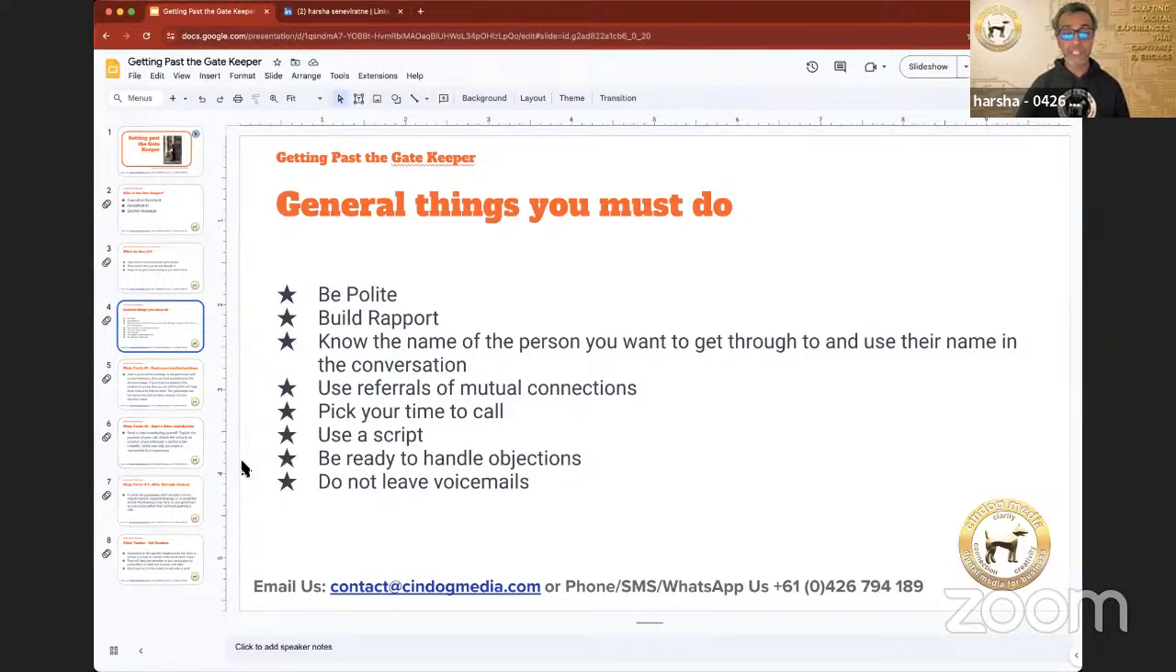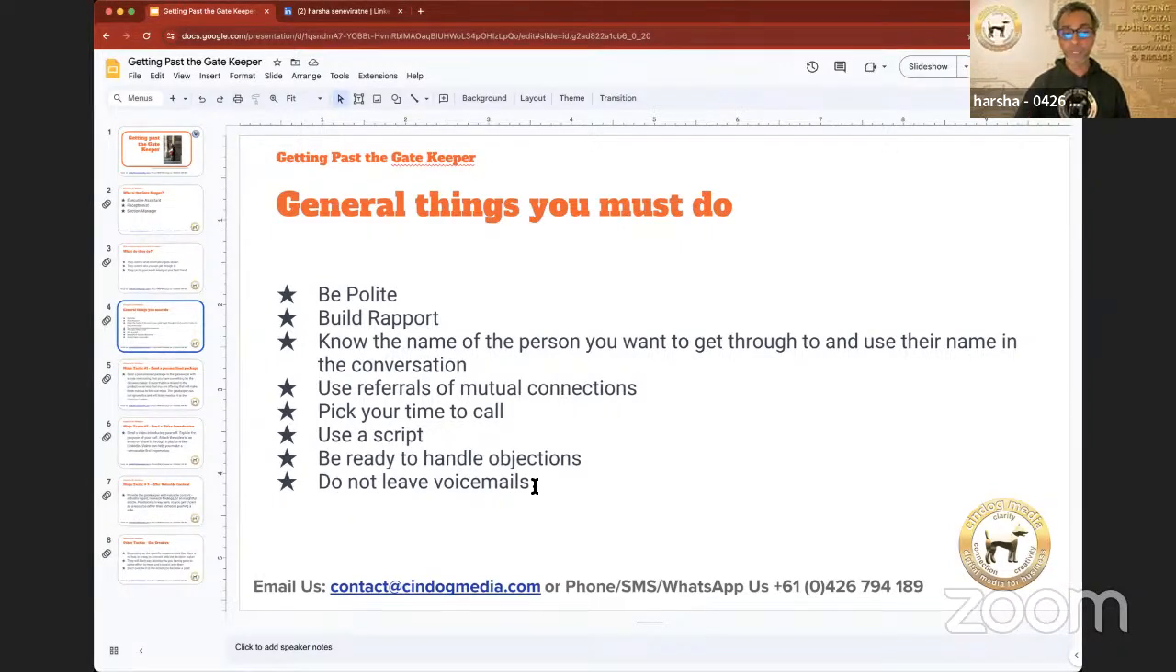Be ready to handle objections. As I mentioned earlier on in this stream, you may get objections. So don't take it to heart. Don't get upset by it. Be ready to handle those most common objections that you get.